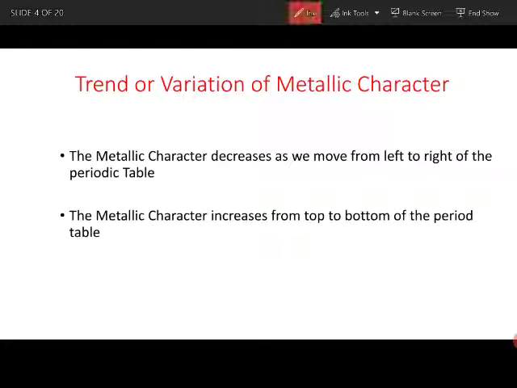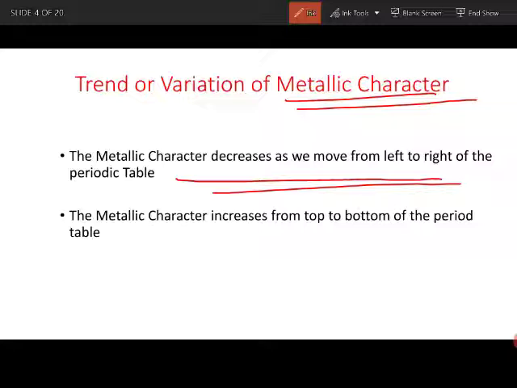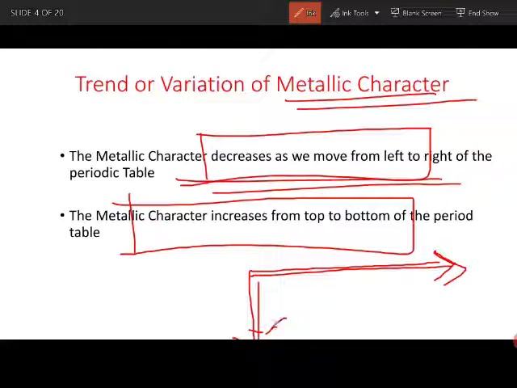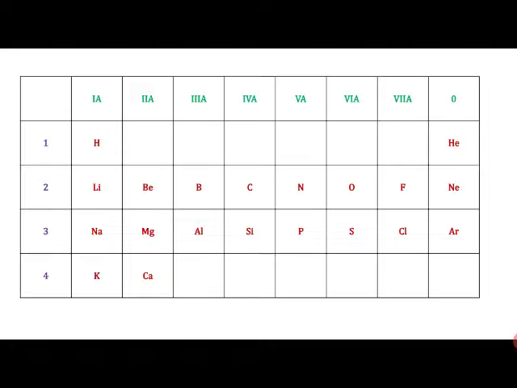Now trend. Again we have come. First of all, I will talk about metallic character and then I'll come to non-metallic character. But while explaining metallic character, non-metallic character will be understood at the same time. Now the metallic character decreases as you move from left to right, and the metallic character increases as you move from top to bottom. One thing you always remember, if this side it decreases, then this side it increases, and if this side it increases, then this side it decreases. So this is a key word or a key technique.